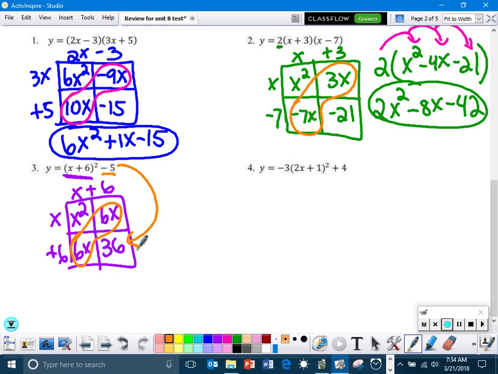So we can go right to our answer on this one. Our answer is x squared plus 12x plus 36, take away the 5. Again, 36 take away 5 is 31.